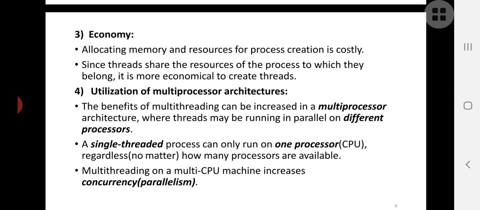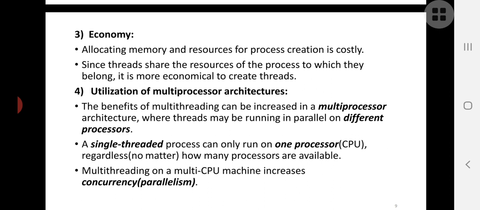The same concept applies here. For any new task, instead of creating a new process, just create a new thread in the same process so that it will be economical. So once again we read these two points on economy. Allocating memory and resources for process creation is costly, so instead of creating a process, we should create a thread. Since threads share the resources of the process to which they belong, it is more economical to create threads. And the last benefit is utilization of multiprocessor architectures.